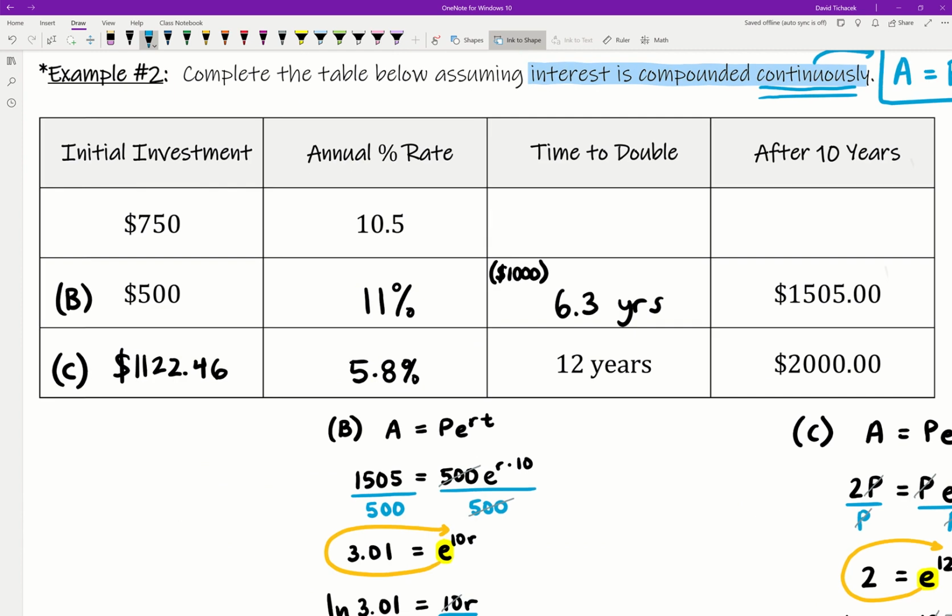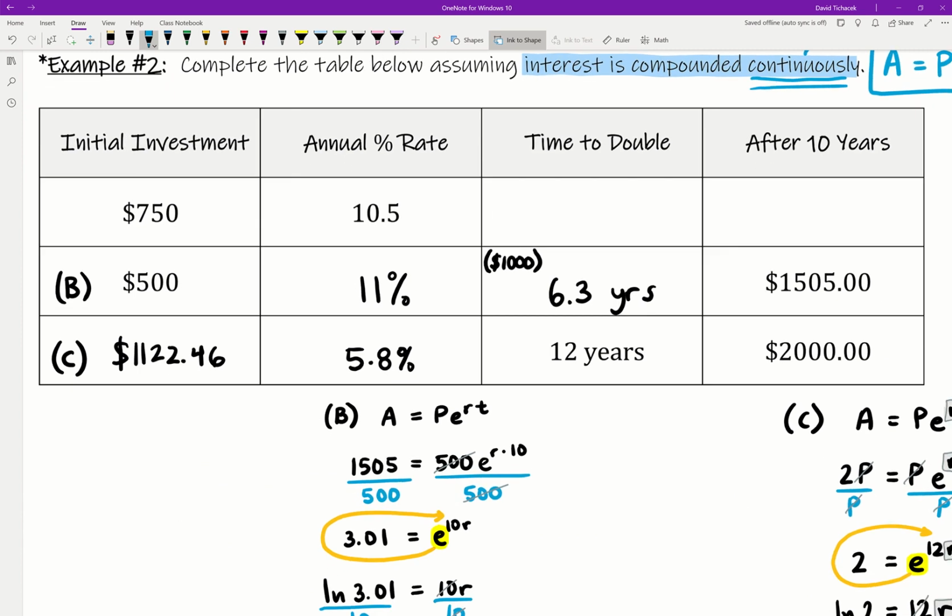Now here in the table, you can see that we have a bunch of different columns, and you can see that I've gone ahead and labeled all the 3 different examples we have to do with A, B, and C to just say that each row is a different example. And we just have to go through and fill in all the missing blanks.